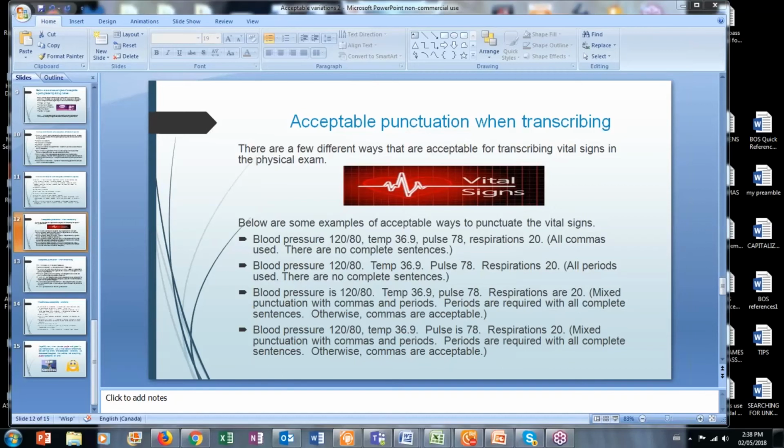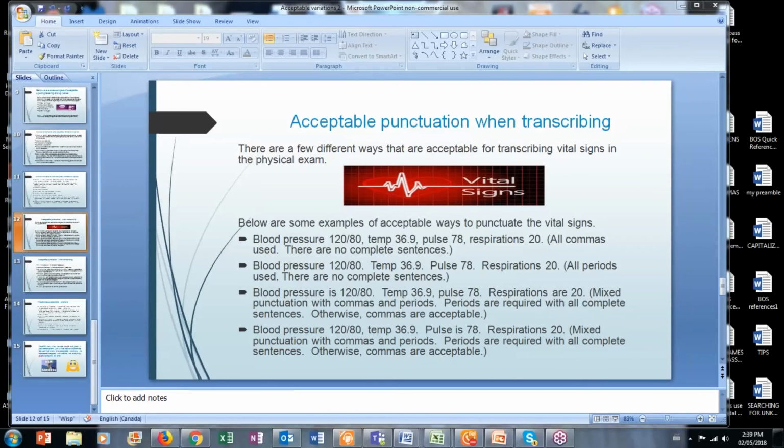The first example you see here, we have blood pressure 120/80, comma, temp 36.9, comma, pulse 78, comma, respirations 20. Okay, with those, you can use all commas between them, or you can use periods between them, because there are no complete sentences. So it is your choice what you choose to use. Now, we used all commas here, so if you use all periods, it's going to show as a difference on your report. Again, that is not an error. It's an acceptable variation. You skip over it and do not mark it. If you want to mark it, you would mark it as a no point value acceptable variation.